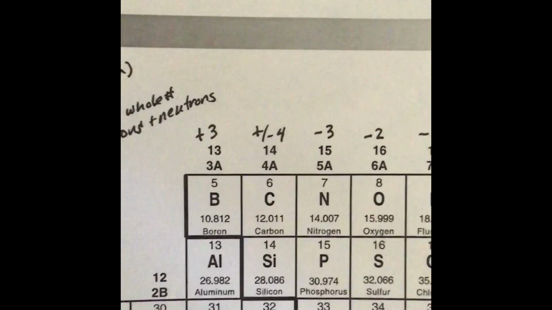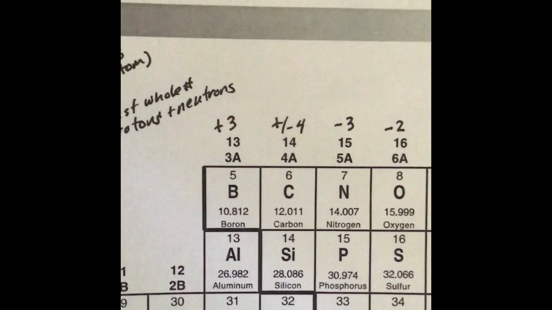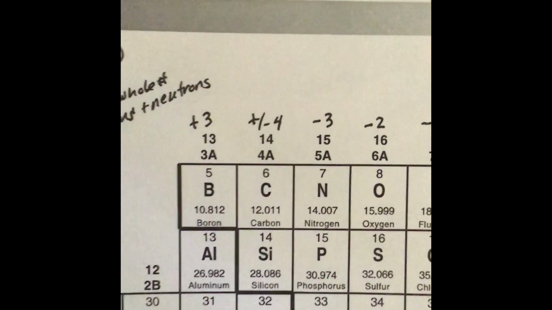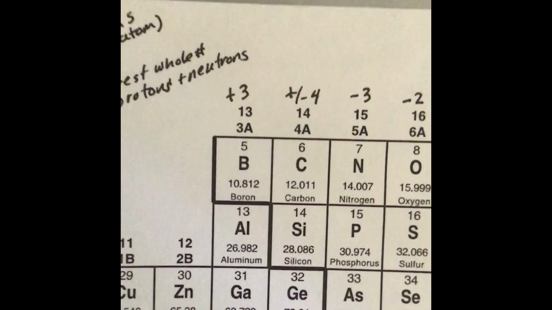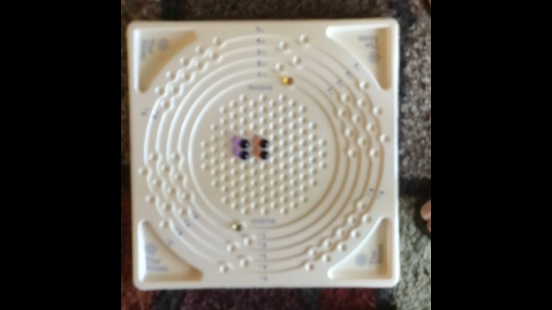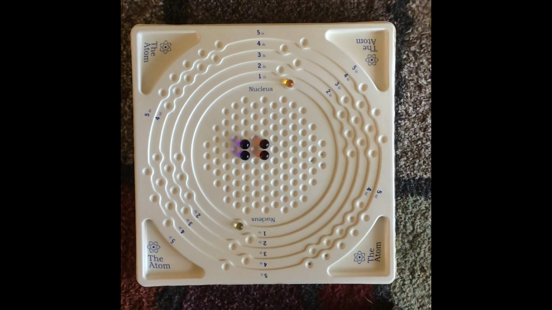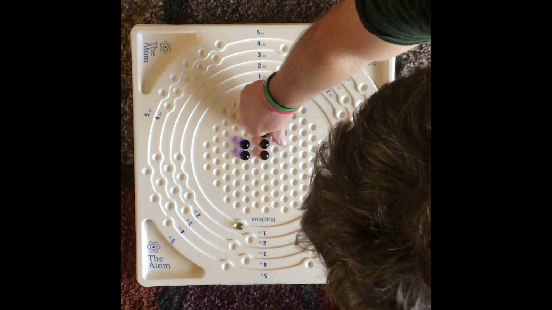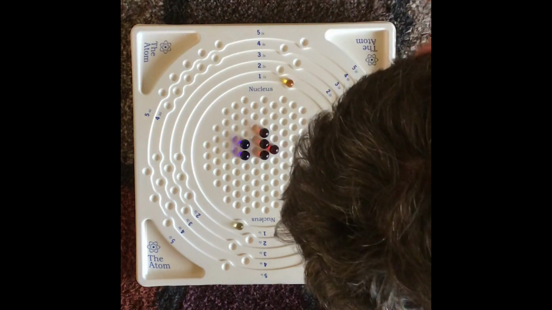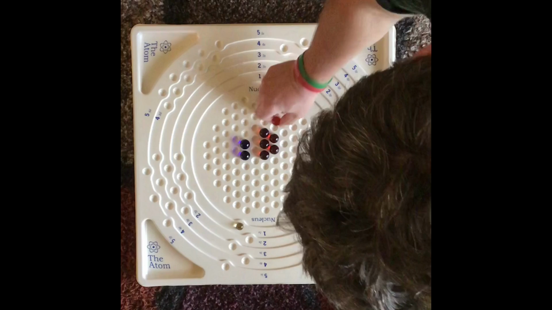And we're talking about an atom, so it's going to have the same number of protons as electrons. So let's get our protons and neutrons in there. There's my 6 protons.